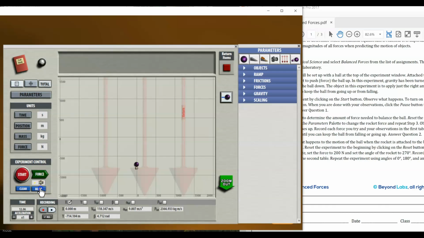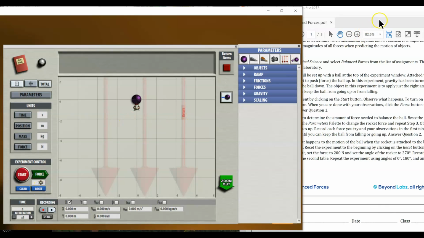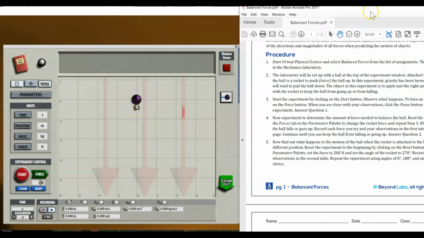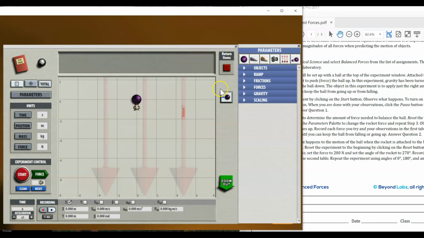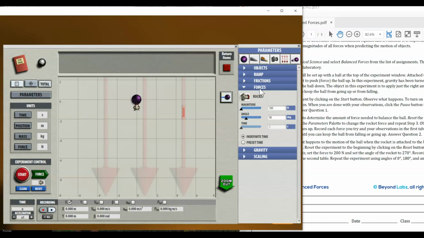When you complete that, now let's look at step number 4. I'm going to start by reset. Okay, reset. Get everything ready. In number 4, they ask you to determine the amount of force needed to balance the ball. So how do we do that? We're going to turn on the force exerted by the rocket here. We look at forces. Right now, the magnitude of force is 100. It's very important that you reset this before you change the magnitude of the force. If you don't, it will reset back to 100.